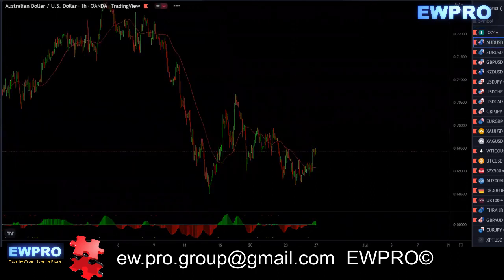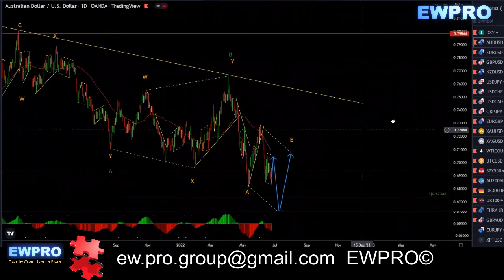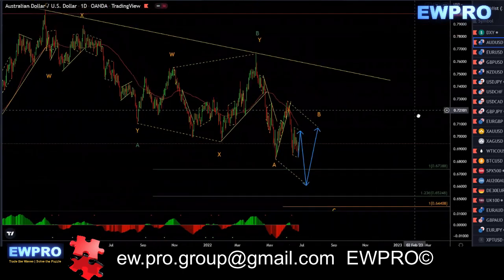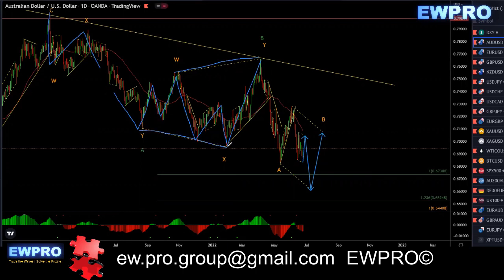AU on the daily. So nothing's really changed. I'll go over it all again. We've got a WXY, and then we've got 1, 2, 3, W, 1, 2, 3, X, and then an impulse up as the wave Y. So we've got a 335, looking at that as the larger correction for a 335 complex correction, and then we're looking at an A, B, C like we have on the weekly.